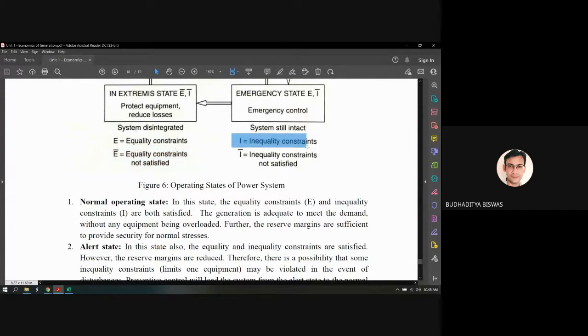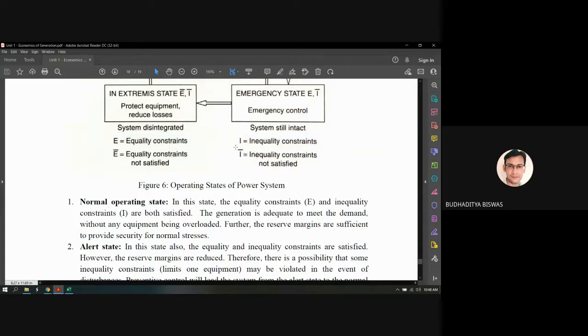Similarly, this is the inequality constraint. Inequality constraint means the generator limit should not cross or touch the upper and lower limits. The generation of a particular unit should not touch its maximum or minimum generation. The generation of the particular unit should be within the maximum and minimum generation of the power plant. That's why it is called the inequality constraint. It should not be equal. And that's why the other is called the equality constraint, because load demand should be equal to the generation.